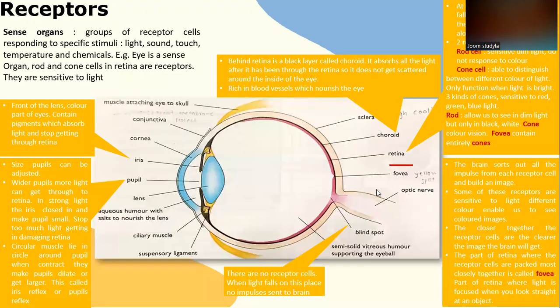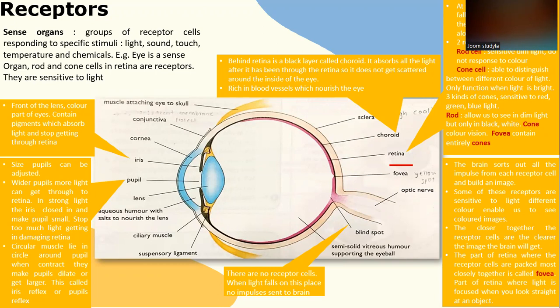Let's look under receptor. What is a receptor? Under receptor topics, you're going to learn about the eyes and the function of the eyes. A sense organ is a group of receptor cells responding to specific stimuli like light, sounds, touch, temperature, and chemicals. The example given here is the eye.